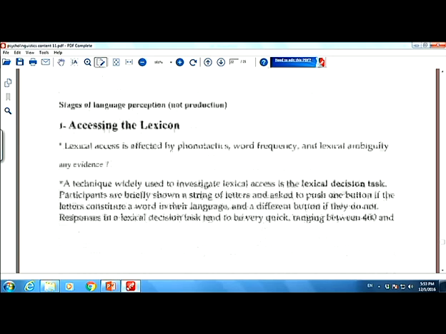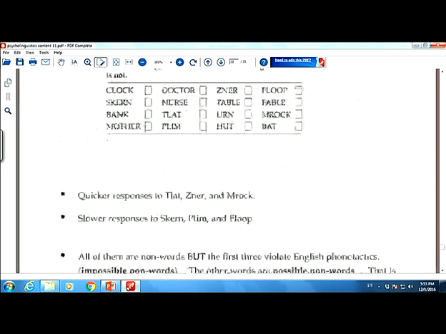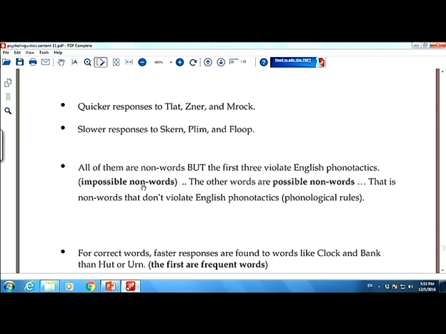Yes, again, in speech perception, we have accessing the lexicon. We have evidence here, the lexical decision task, very important. We should know what the lexical decision task is. What do we use it for? This is the example I showed you earlier, and the explanation. Impossible non-words, and possible non-words. What is the difference between them here and there? Just read and you will know it.